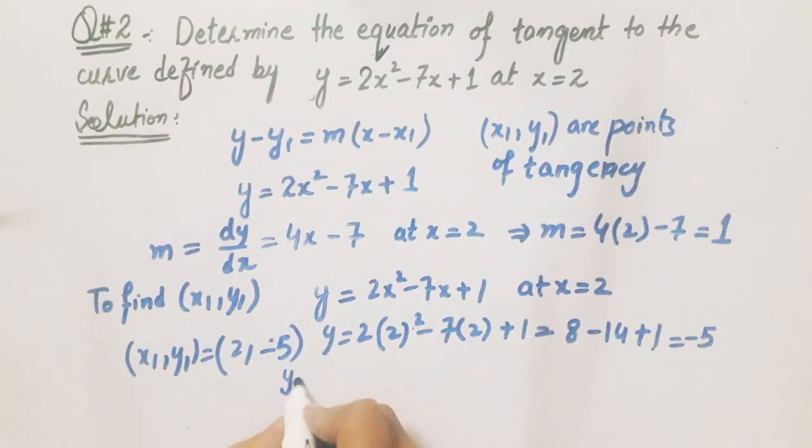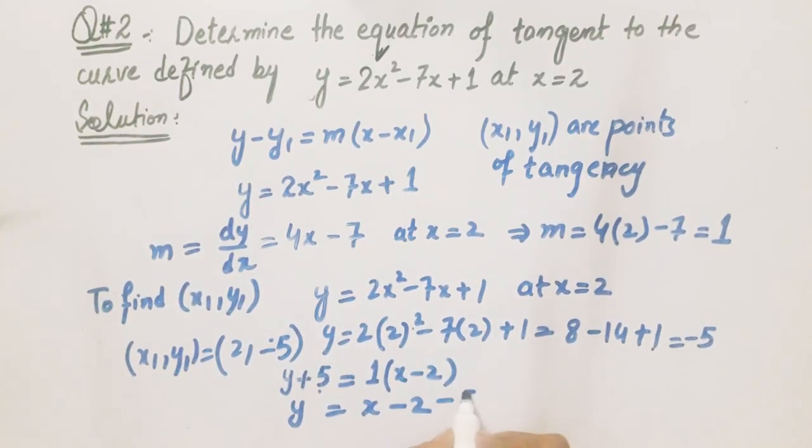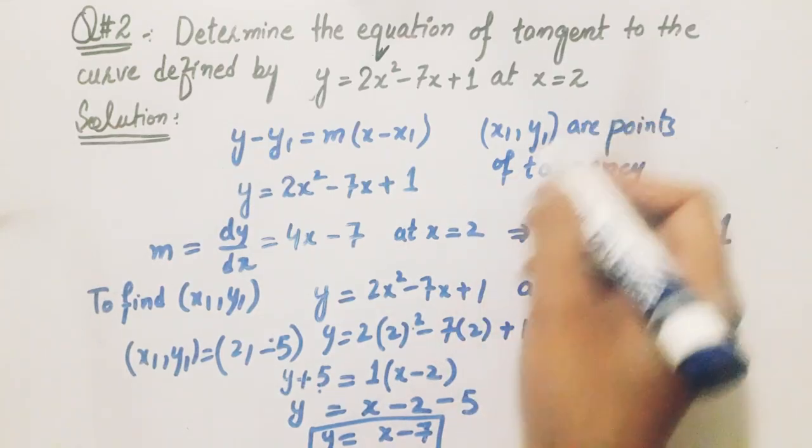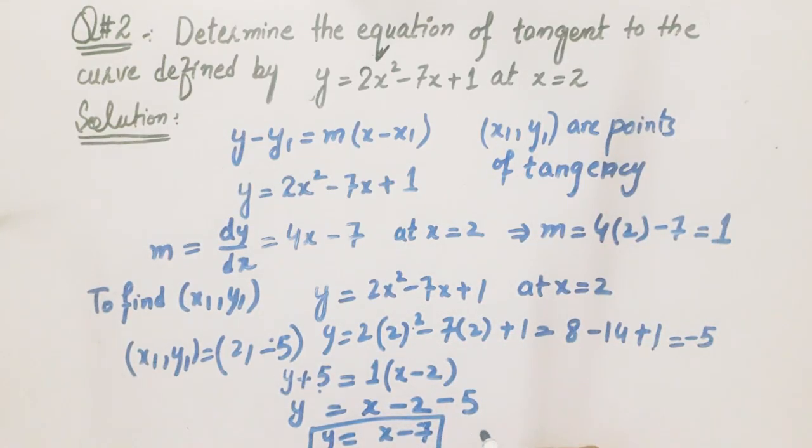So y minus y1, that is minus 5, so it will become y + 5 = slope, that is 1, times (x - 2). Simplifying, y = x - 2 - 5, which implies that y = x - 7. So this is the required equation of the tangent you have to find in this question. You will write, this is the equation of the tangent.